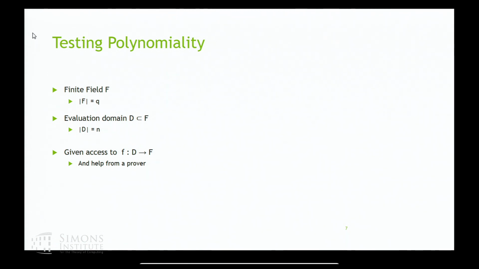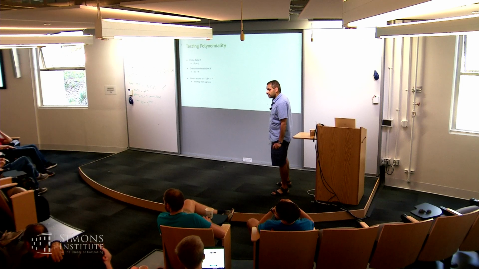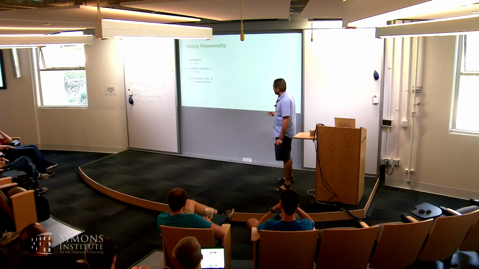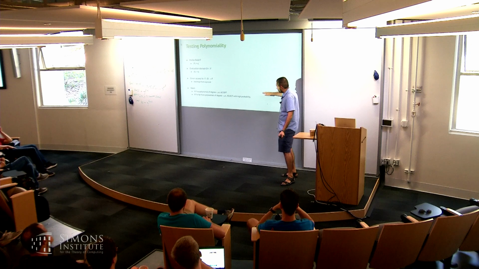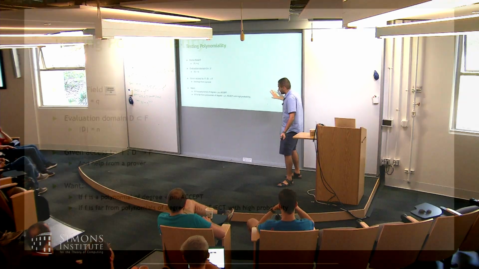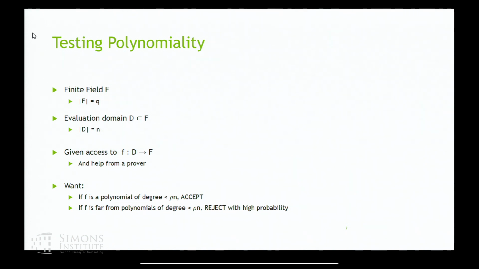Because if you just make a small number of queries into the domain D, it's consistent with some univariate polynomial. As long as the number of queries you make is less than the degree, there's some univariate polynomial consistent with what you see. So the prover is essential in this model. So you want the locality to be less than D? Yes, that's right. Okay, and so if f is a polynomial of degree less than rho n, we accept. If f is far from polynomials of degree less than rho n, we reject. And rho is going to be a parameter which we think of as a constant, maybe 0.1.